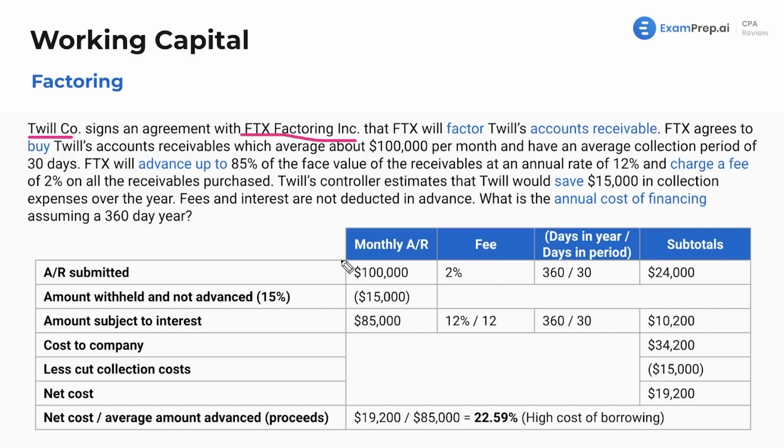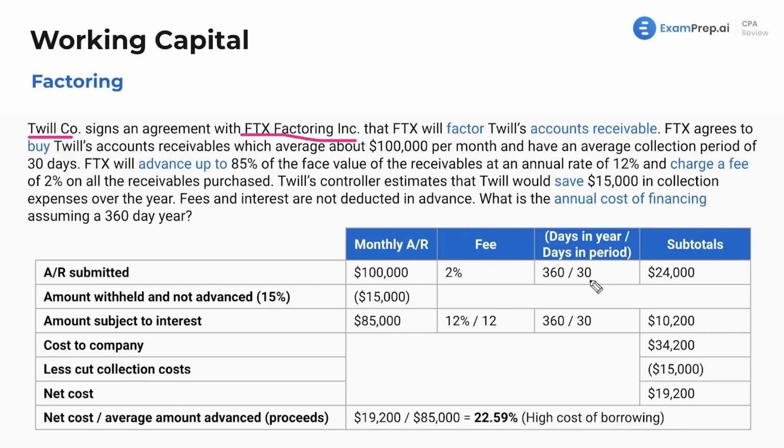Let's start with, well, what's our receivable balance? Okay, we have $100,000 of receivables, and first we just have a straight flat fee of 2%. So 2% of $100,000, but this is monthly AR, keep in mind. As such, we have a 360-day year.